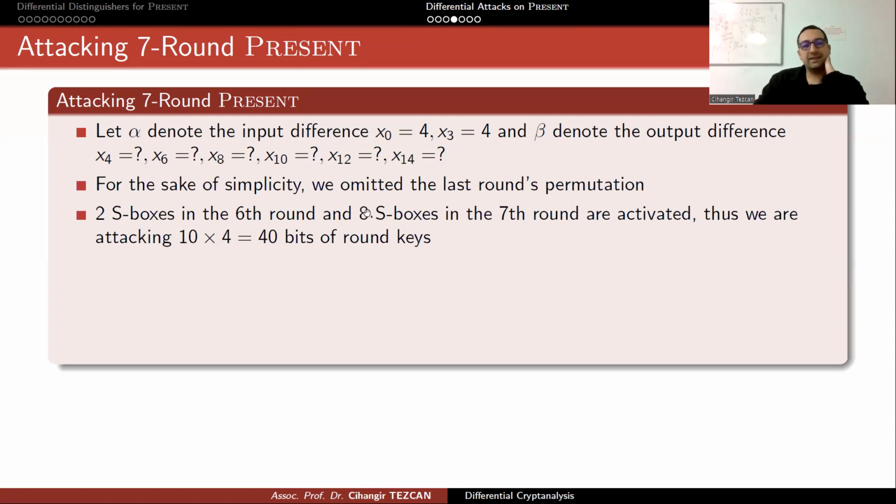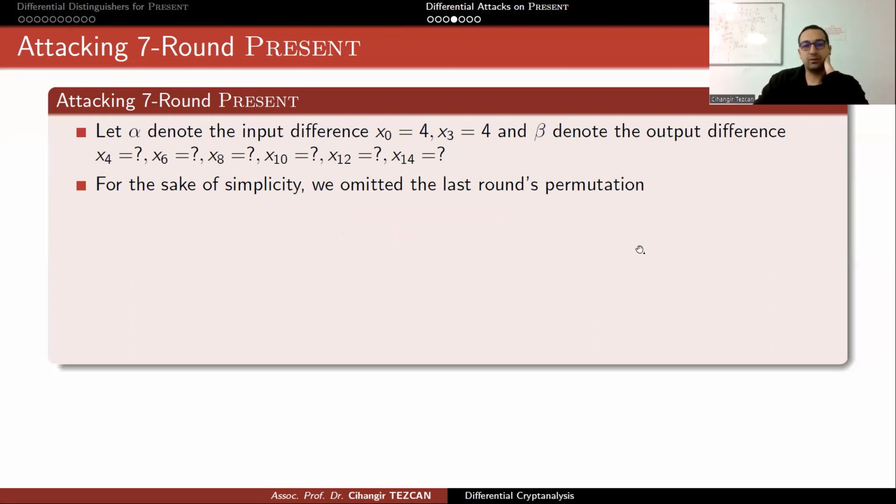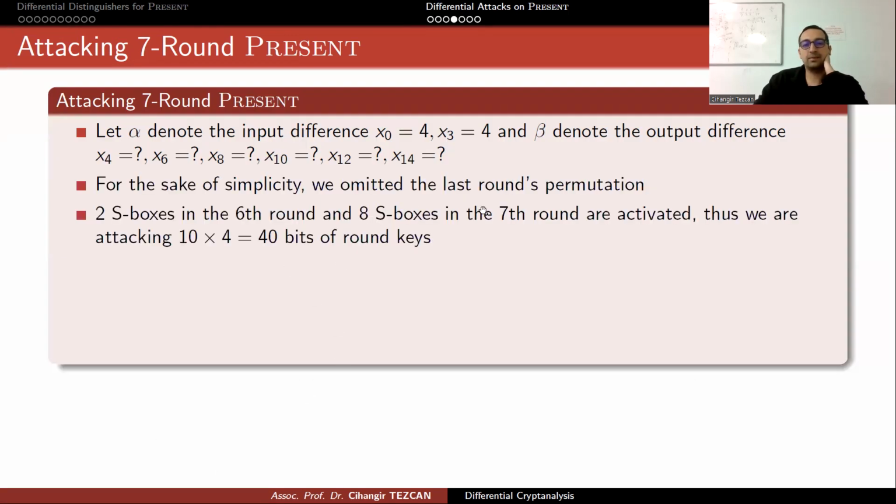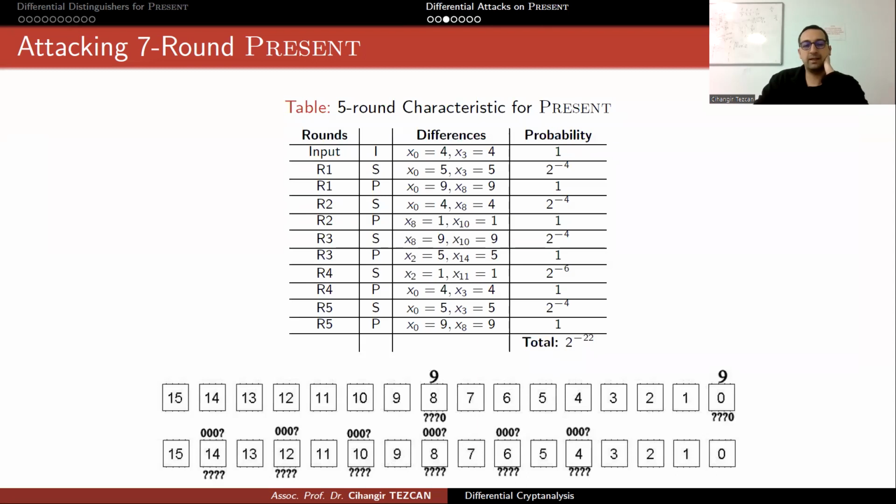2 S-boxes in the 6th round and the 8th round, 8 S-boxes in the 7th round are activated. So let's go back. So here, the sentence says 8 S-boxes in the 7th round, right? By this, it actually means this 1, 2, 3, 4, 5, 6. But actually, in order to know this 0 difference here, it will have 0 difference, but in order to know the real values, we have to know this bit. So in order to know it, you also need to know this bit, this S-box and this S-box. So this is why we say that these 8 S-boxes are somehow activated.